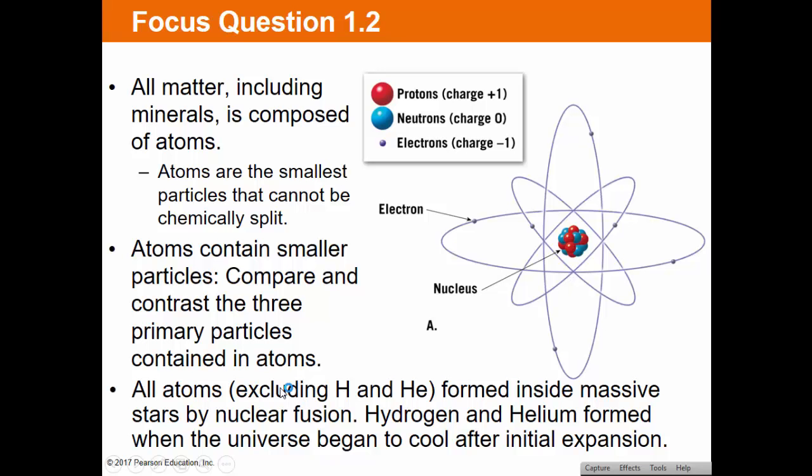So all matter, which makes up elements, minerals, rocks, and everything else, is composed of atoms. And atoms are the smallest particles that cannot be chemically split. An atom contains three smaller particles, protons, neutrons, and electrons, and they make up the atom. Your protons and your neutrons, which are really big at the atomic size, make up your nucleus, and the electrons basically orbit the nucleus in what we refer to as shells.